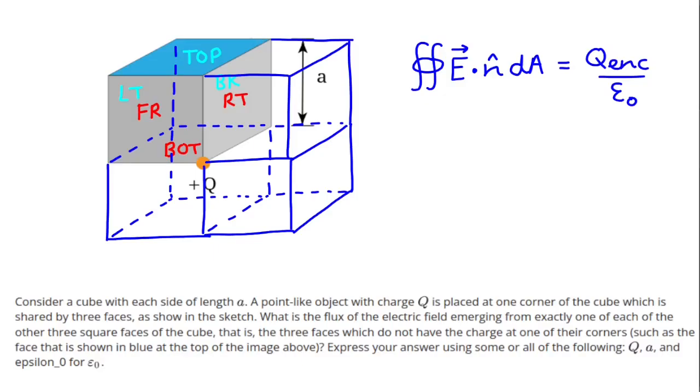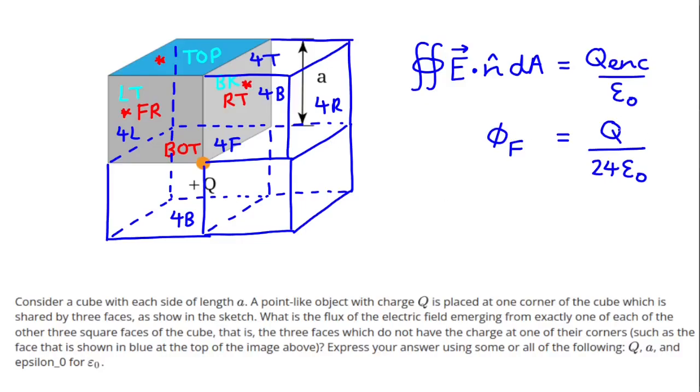So essentially, we'll have 4 faces on the left side of the cube, 4 on the right, 4 on the top, 4 on the bottom, 4 at the front, and 4 at the back. Given these faces are equidistant from the charge, the flux through one of the faces is the charge on the number of faces, which is 24, by epsilon naught. So essentially, if we look at this cube in particular, the flux through the top face, the left face, and the back face, or the flux through one face, is q on 24 epsilon naught.